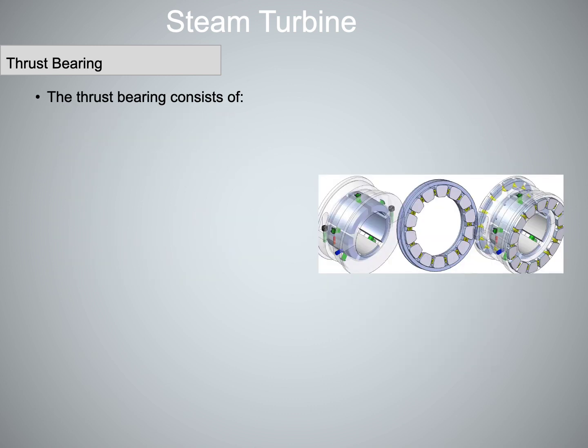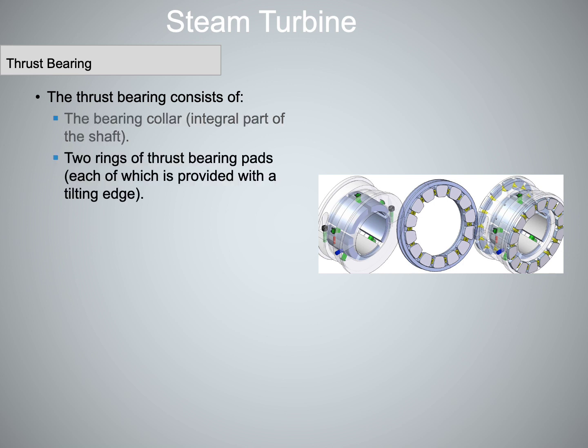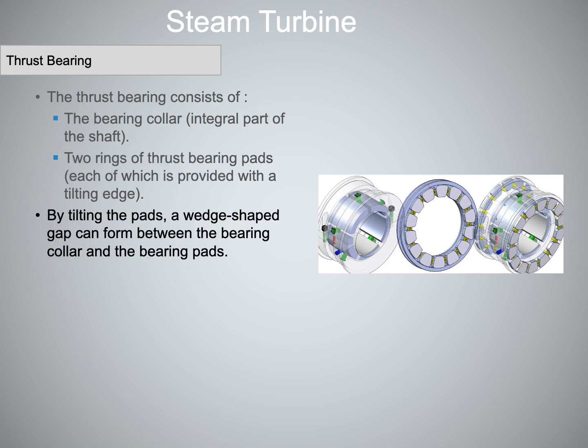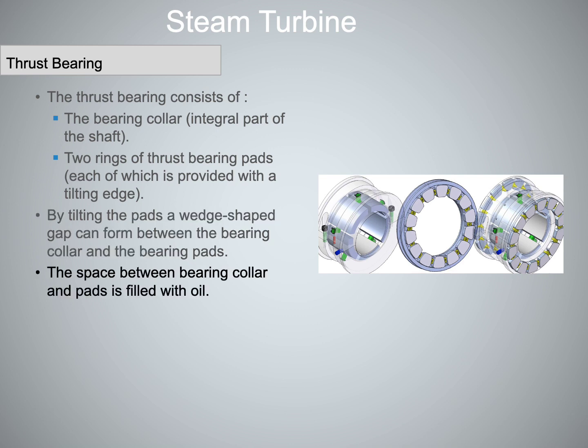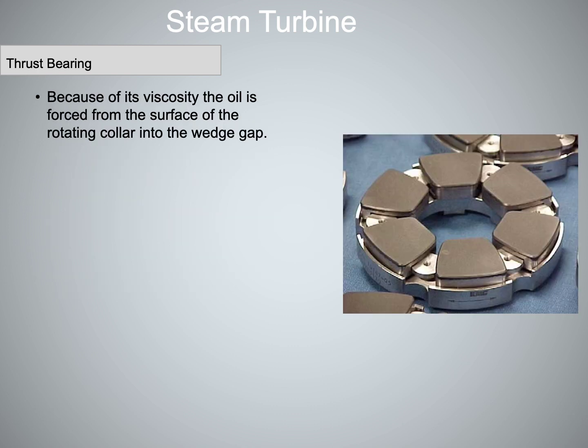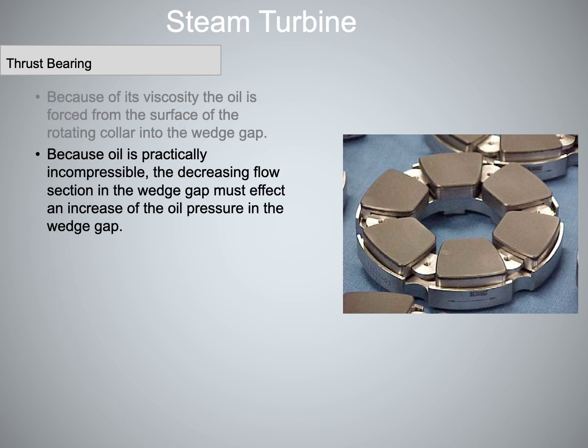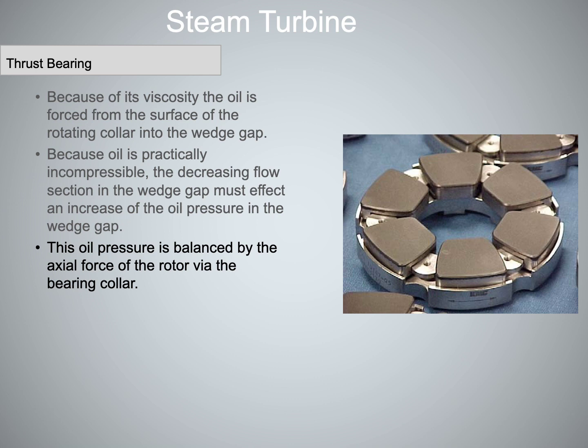The thrust bearing consists of the bearing collar, an integral part of the shaft, and 2 rings of thrust bearing pads, each of which is provided with a tilting edge. By tilting the pads, a wedge-shaped gap can form between the bearing collar and the bearing pads. The space between bearing collar and pads is filled with oil. Because of its viscosity, the oil is forced from the surface of the rotating collar into the wedge gap. Because oil is practically incompressible, the decreasing flow section in the wedge gap must effect an increase of the oil pressure in the wedge gap. This oil pressure is balanced by the axial force of the rotor via the bearing collar.